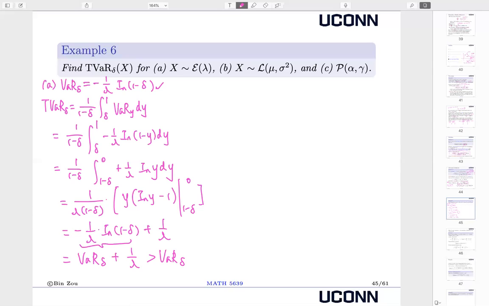Again, what is the definition of TVaR? TVaR is the average of all VaRs that are bigger than VaR at the given level delta. Right? It is the average of everything that is greater than the threshold. That's why the average is supposed to be greater than your threshold, right? Because it's everything on the right-hand side, and you do averaging.